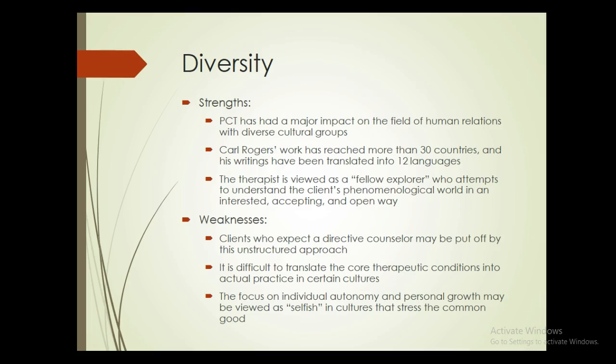Clients who expect a directive counselor may be put off by this unstructured approach, and I experience this a lot with adolescents. Because they want you to come in and fix things, especially when we're talking about specific problems. They expect a counselor to be more directive, and so it can be a challenge to help change their way of thinking about counseling. It is difficult to translate the core therapeutic conditions into actual practice in certain cultures, and the focus on individual autonomy and personal growth may be viewed as selfish in cultures that stress the common good, so those collectivist cultures.